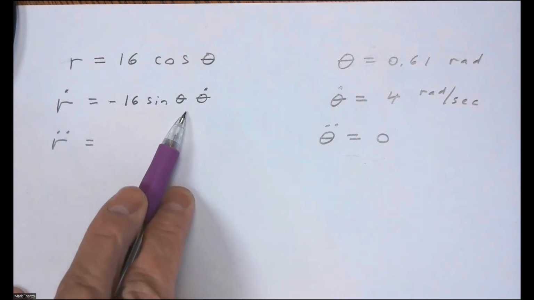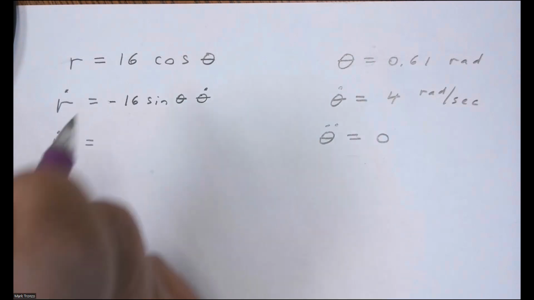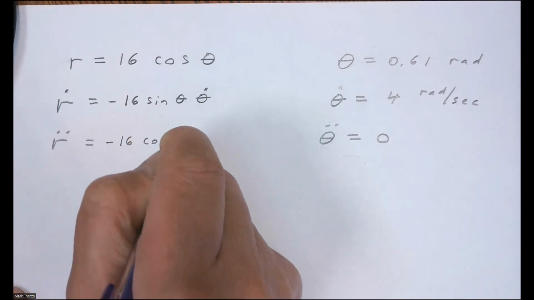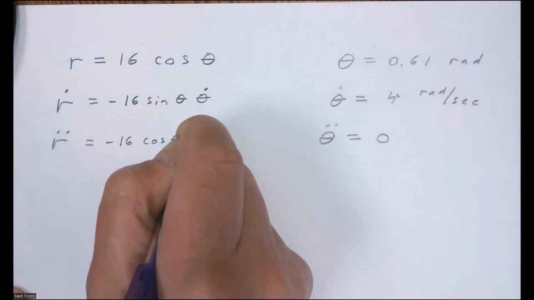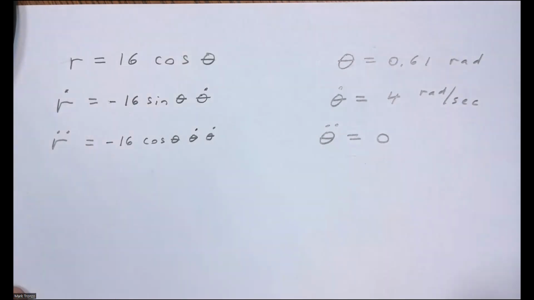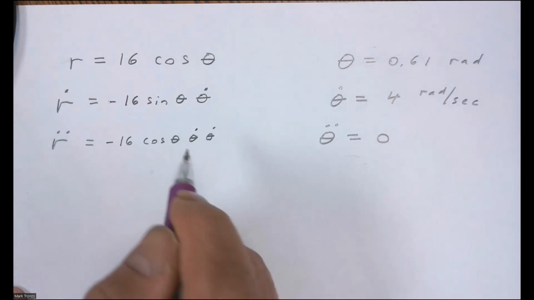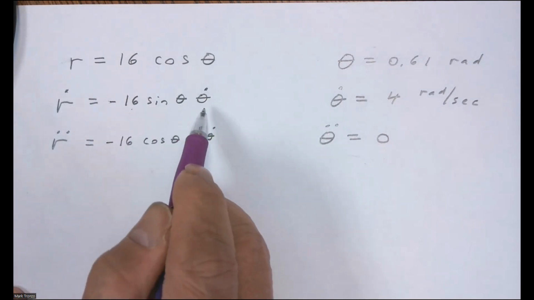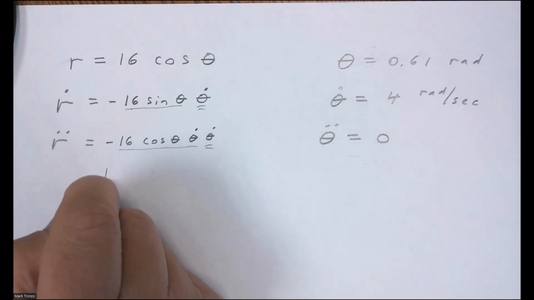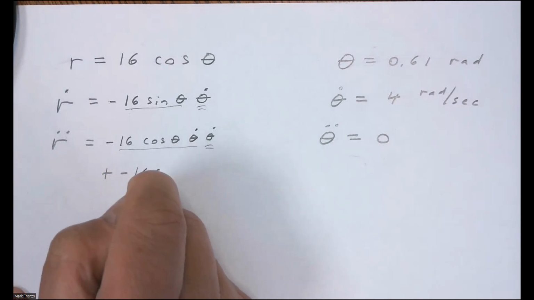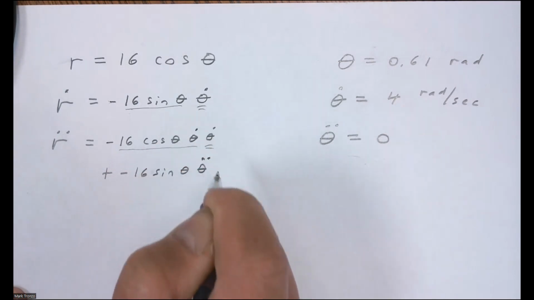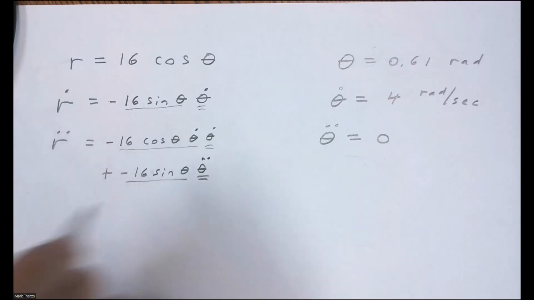Now we take the derivative of this, and we're going to have to use the product rule: the derivative of the first, which is theta dot, times the second, which is theta dot, plus the first times the derivative of the second, which is theta double dot.